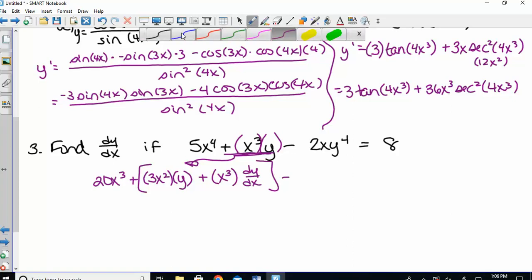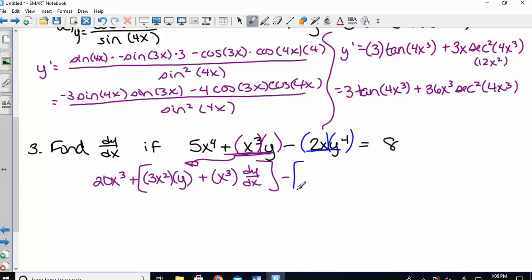Minus, now I have to do the derivative of the 2xy to the 4th. So I'm going to treat it as 2x times y to the 4th. So derivative of the first is 2 times the second plus the first times the derivative of the second, that would be 4y cubed, and that needs a dy/dx. Equals, derivative of 8 is 0.